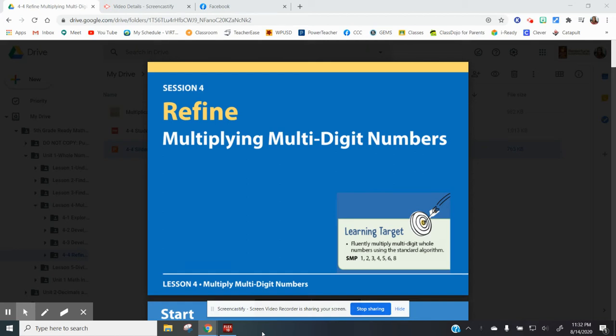This is the refined session at the end of our multiplication lesson that we've been working on for the last few days. We have finally arrived and we are going to be sharing everything that we know about multiplying multi-digit numbers. We've learned area model, partial products, and standard algorithm. We learned standard algorithm yesterday, so I'd like to go over that just one more time before we move into the rest of our session for today.